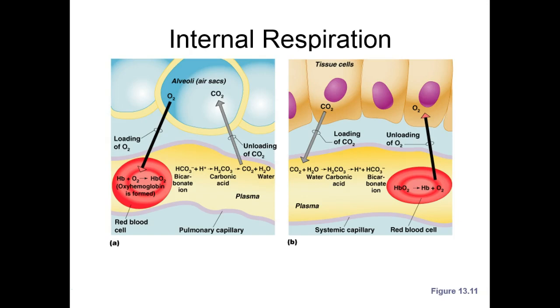It's going to mix with water in the plasma with the aid of an enzyme, turn it into carbonic acid, and that can then be converted to hydrogen and bicarbonate ions. Particularly that bicarbonate ion tends to be a big part of your buffer system. Or some of it can be carried on the red blood cell in other spots than where oxygen is carried. But most of carbon dioxide is dissolved in the plasma. That's how it's carried in the blood.